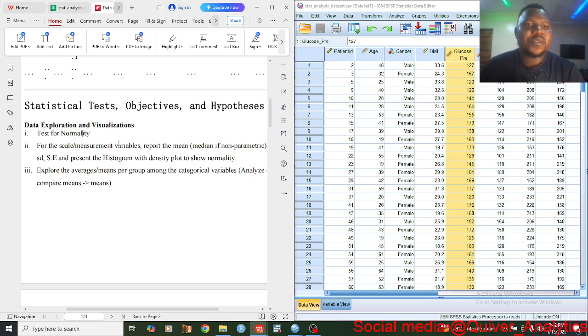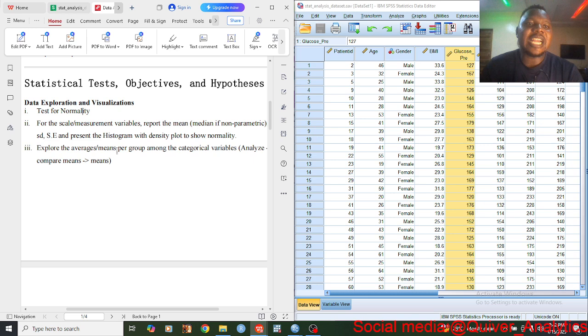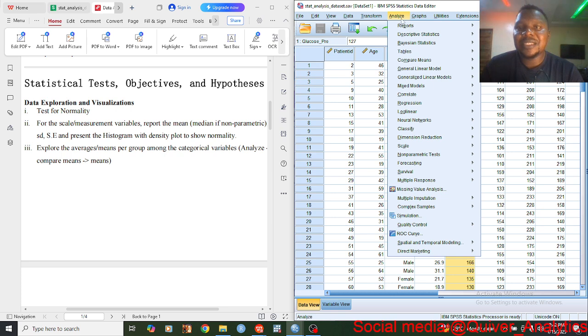So we said for the scale variable, report the mean. That's what we've done. The histogram with density plots is what we've done. Now explore the averages, the mean per group, by the categorical variable. Among the male, let's see the average age, and among the female, also the average age, the BMI, the average glucose pre and post, and all. So let's go to Analyze.